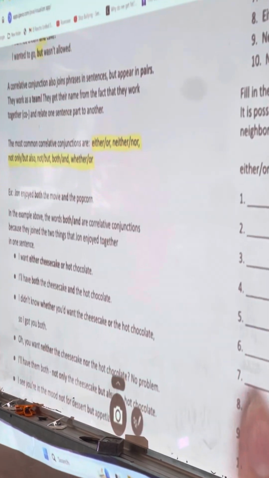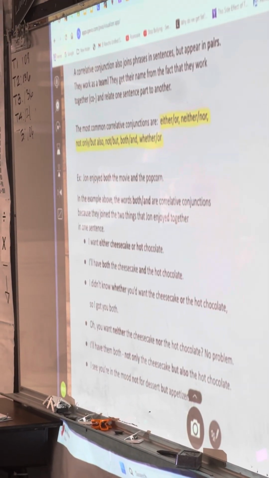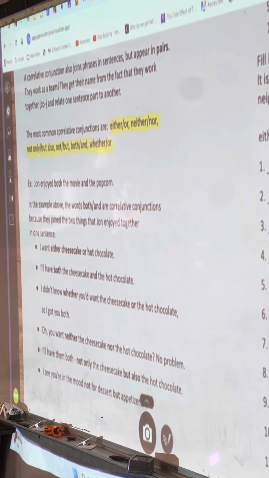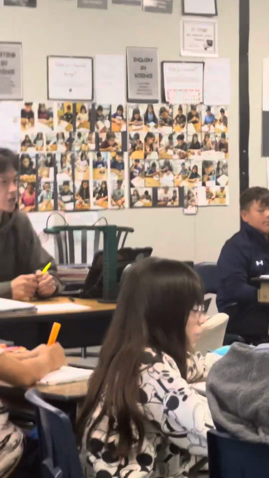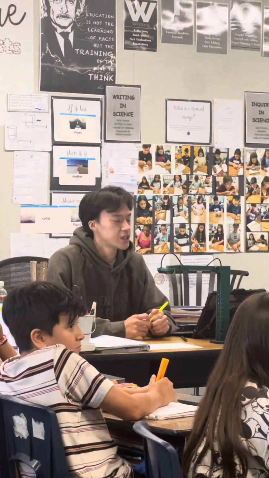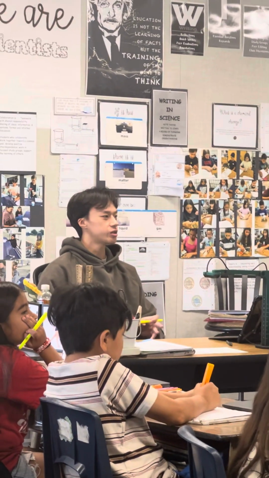So the example says, John enjoyed both the movie and the popcorn. So in the example above, the words both and are correlative conjunctions because they join the two things that John enjoyed together in one sentence. So does anyone want to volunteer to read the next example?